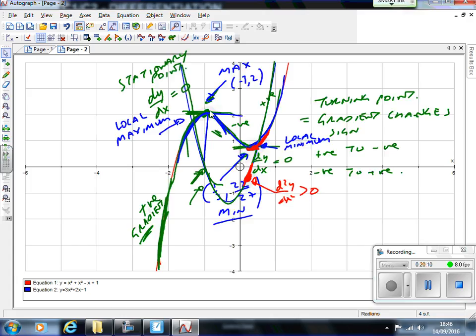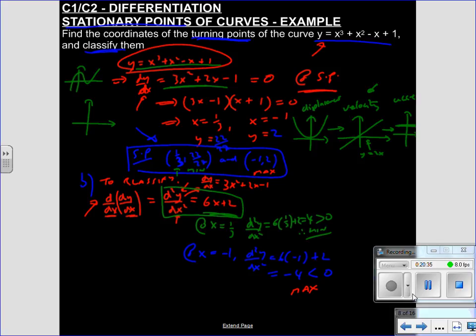Look at our original curve here. This one here. What's happening after that point? Well, you can see that the gradient's becoming negative. And the rate of change of our gradient function at this point here, you can see that the gradient is negative. The graph is getting lower. Hopefully you can see what's happening there.